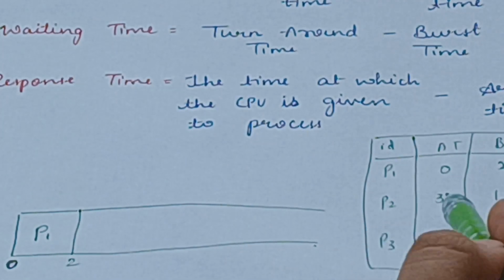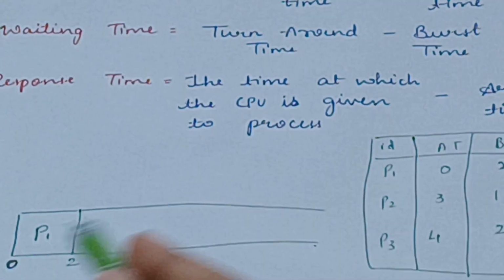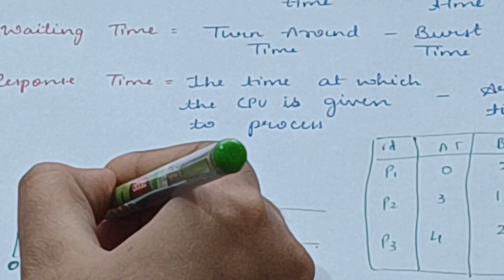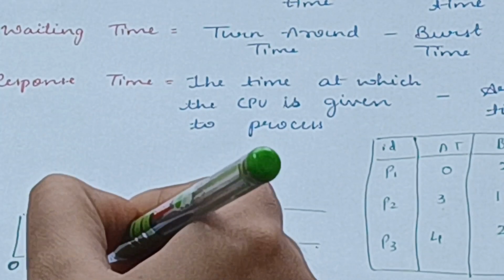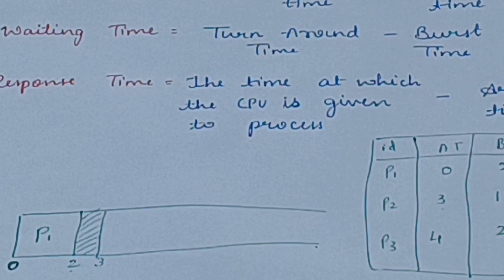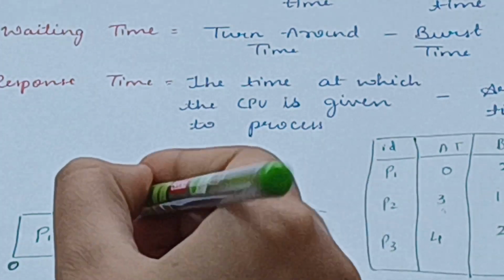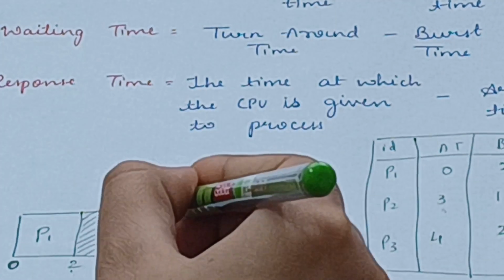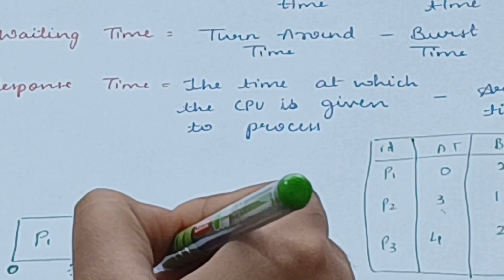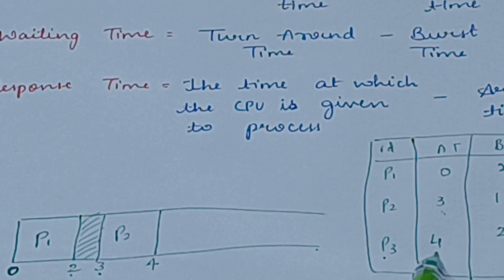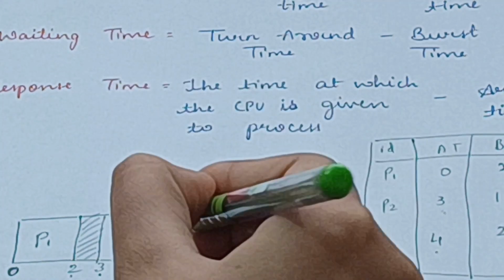Now see, the P2 process comes at the 3rd second, but P1 has already completed its execution at 2 seconds. So for 1 second the CPU will go into the idle state because there are no processes present in the ready queue. Then at 3, P2 enters and it will complete its execution for 1 second. Then P3 is already present at the 4th second, so P3 will come into the running state.